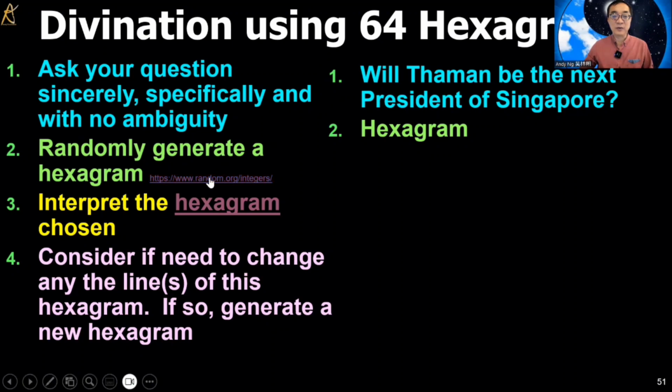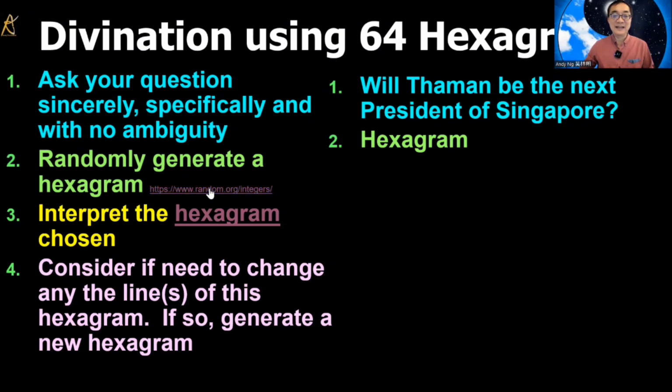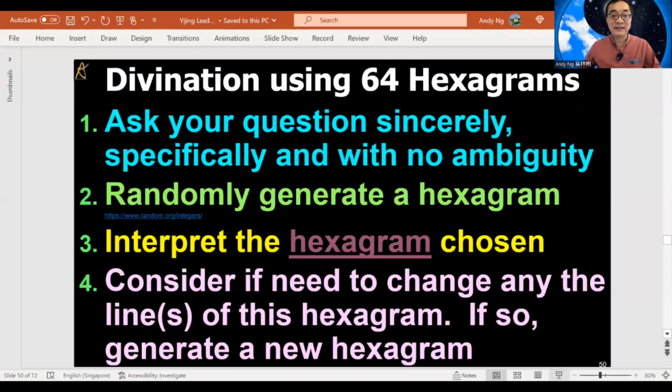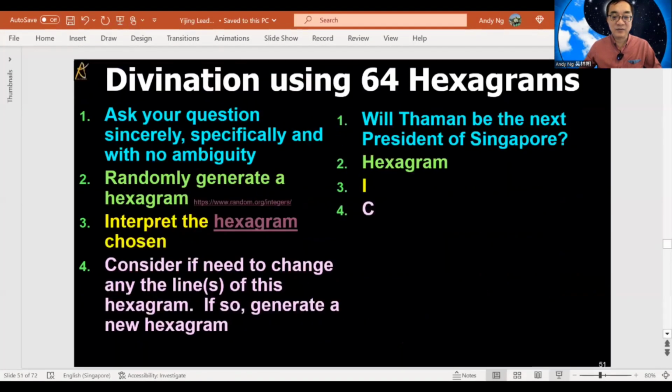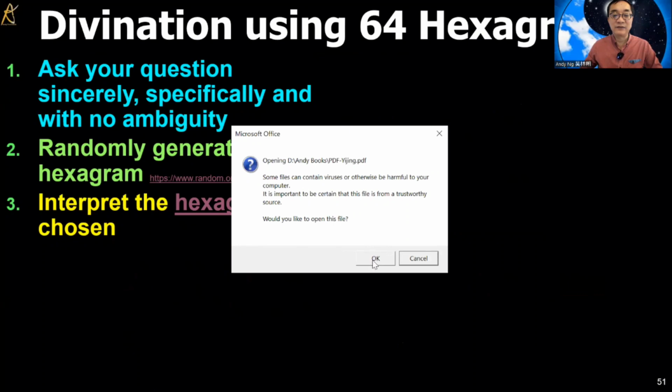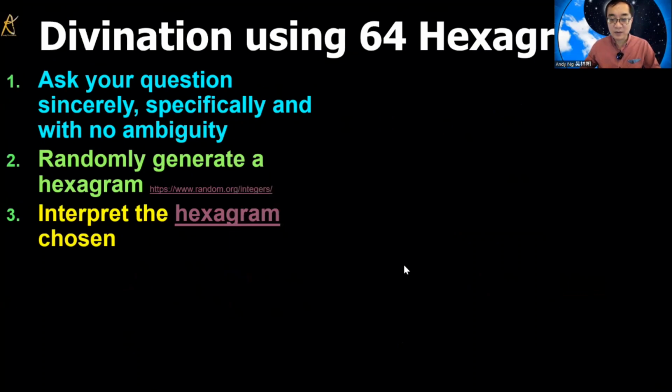So let me go on to the website, and this is the site to generate the hexagram. The hexagram generated is number 33. So let me go through this. What is 33? Of course, I will need to interpret this from our Yijing Explained book, because my book explains what the 64 hexagrams are. Very simple. So let me go to the book, and now it's number 33.